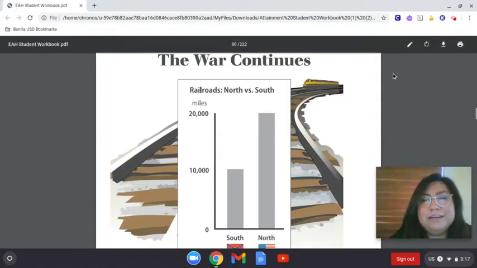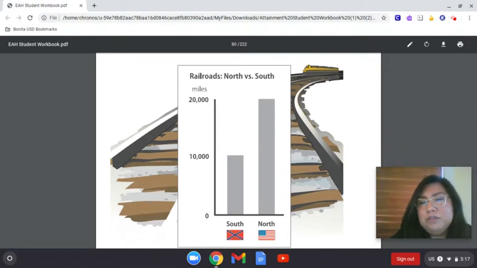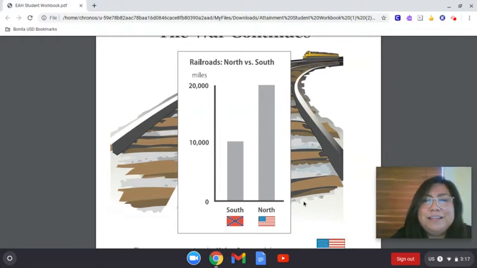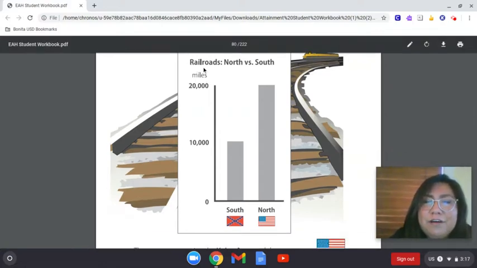Oh, it looks like there is a history tool here. What kind of history tool do you think this is? Okay, let's say it all together. Ready? In three, two, one. Graph. Yes, this is a graph. So now let's take a look at the title of the graph.